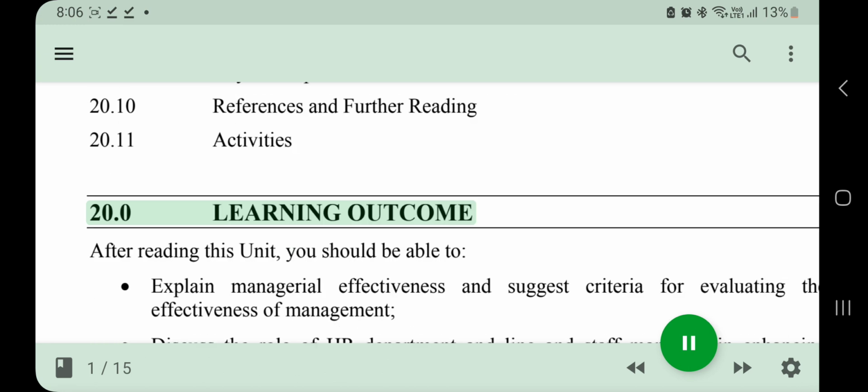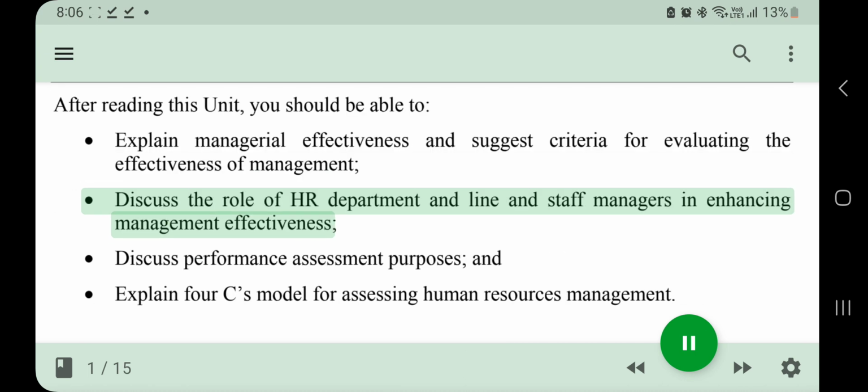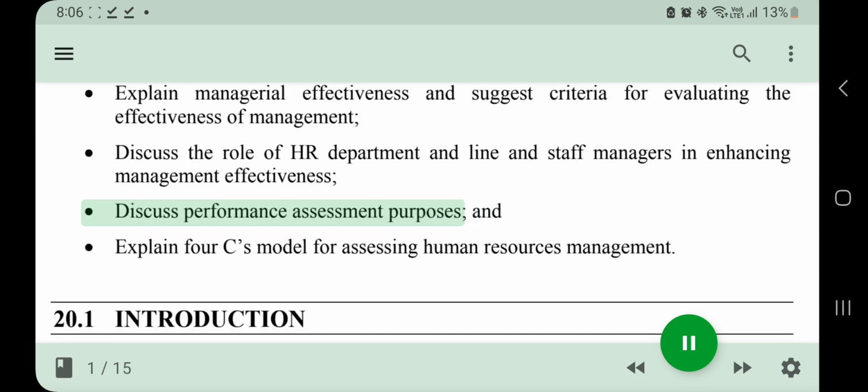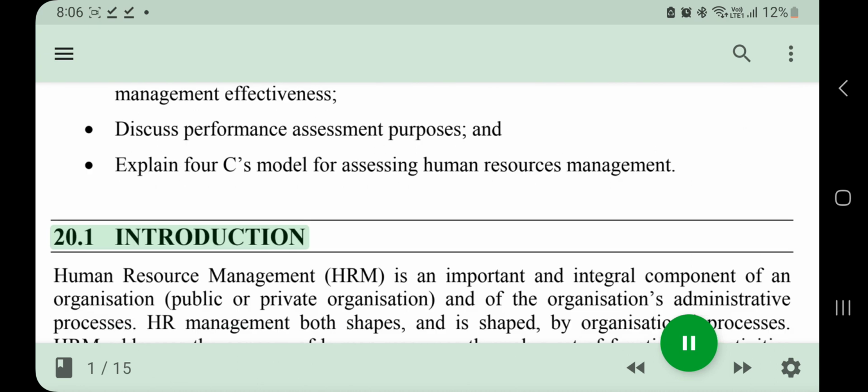20.0 Learning Outcome. After reading this unit, you should be able to explain managerial effectiveness and suggest criteria for evaluating the effectiveness of management. Discuss the role of the HR department and line and staff managers in enhancing management effectiveness. Discuss performance assessment purposes, and explain the 4 Cs model for assessing human resources management.